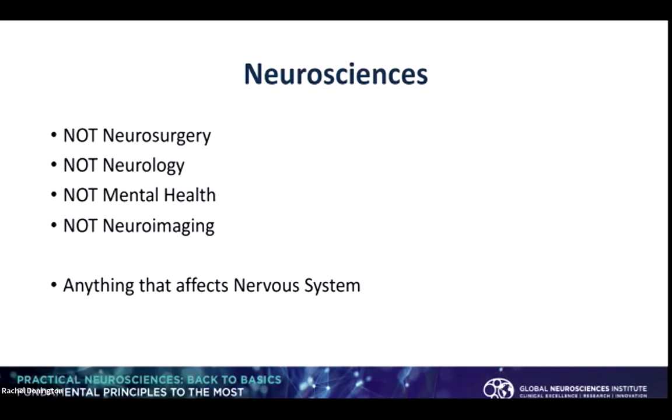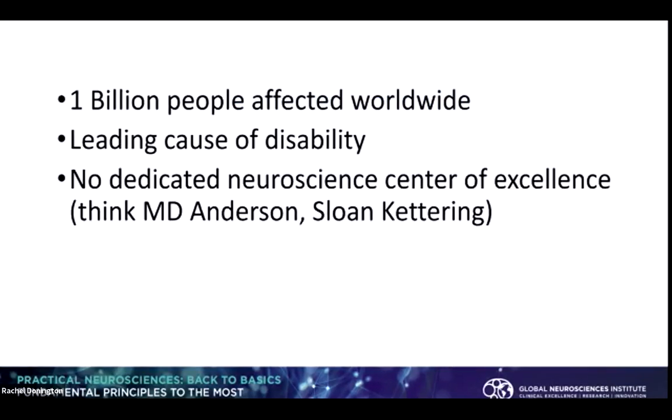So, why is this such a big issue now? 1 billion patients a year are affected by a neurologic disorder worldwide. And that's an understatement. That doesn't even include mental health. So you can do the math there. It's the leading cause of disability. And as of today, there is no center of excellence that is a freestanding, dedicated system for neurosciences.